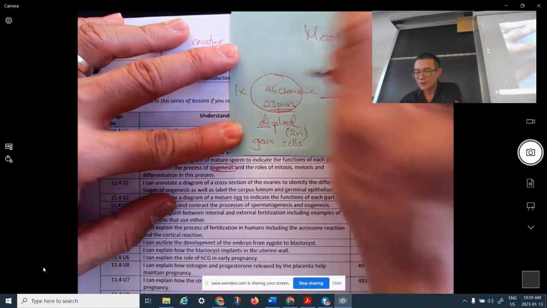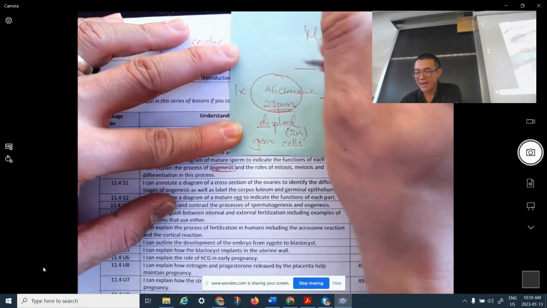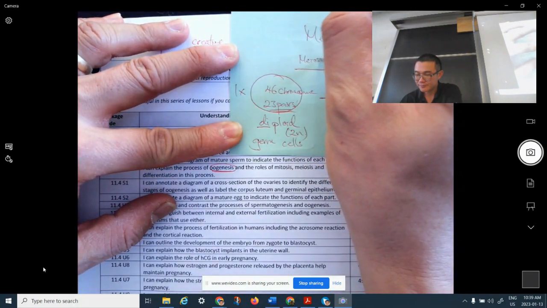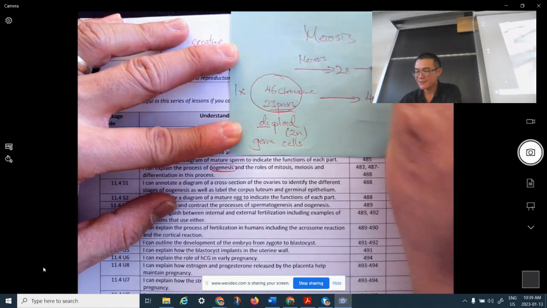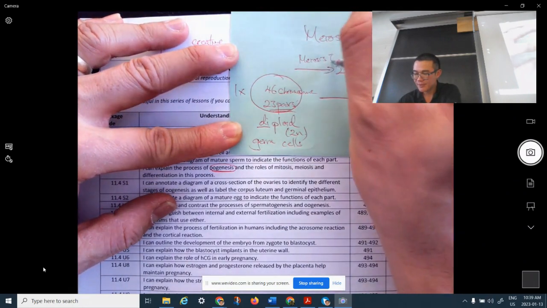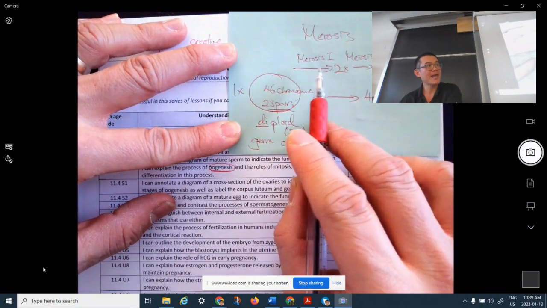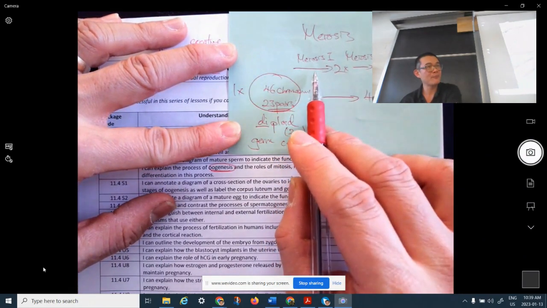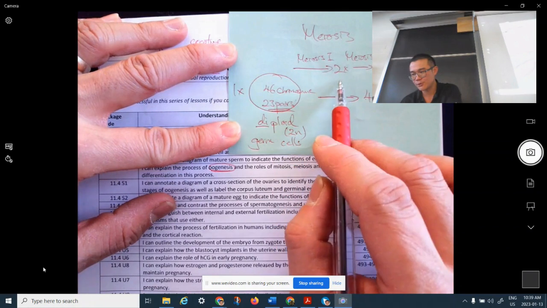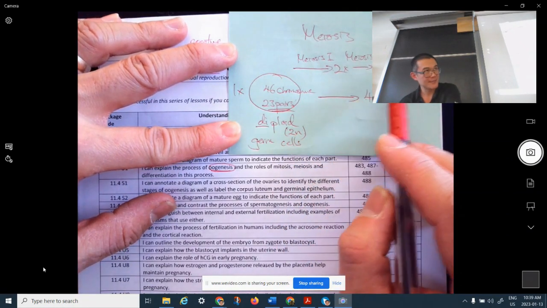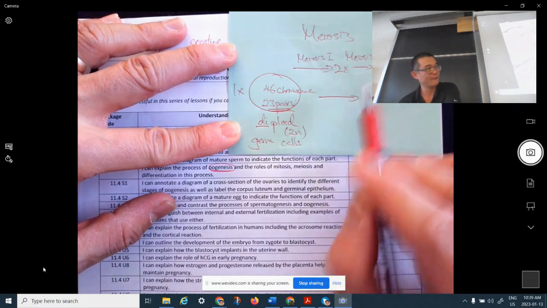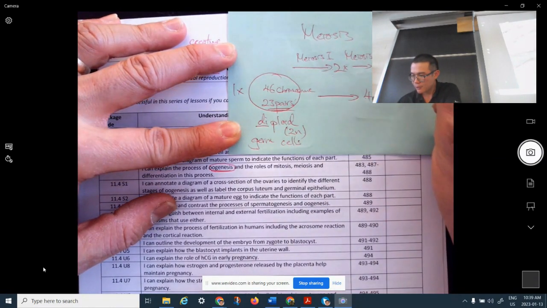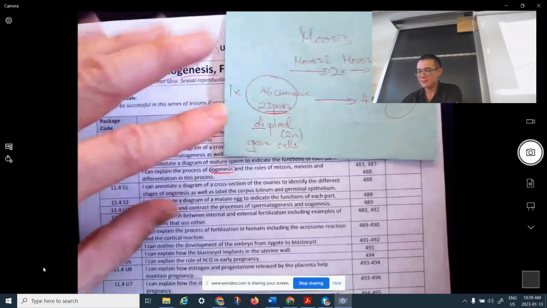Just a reminder, after meiosis 1, one becomes two. And then you have meiosis 2. PMAT 1, P1 M1 A1 T1. You have two cells, and then the same thing again, P2 M2 A2 T2. You have four. You have four of what?